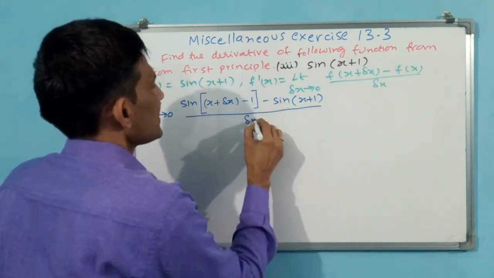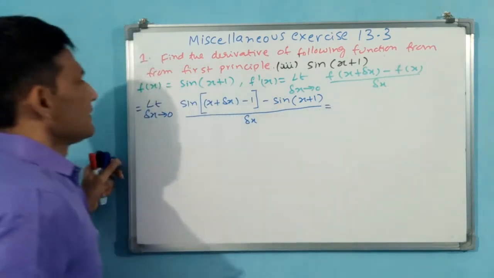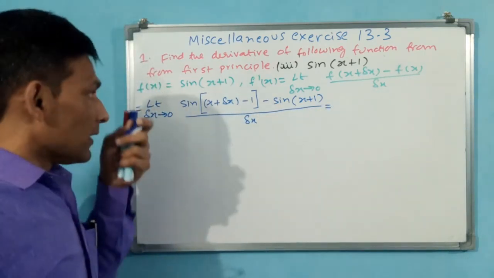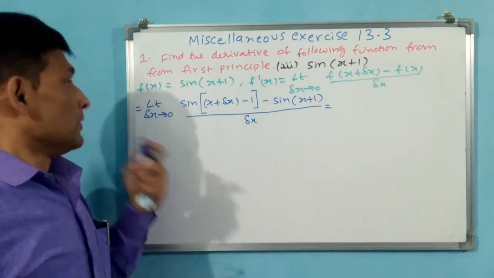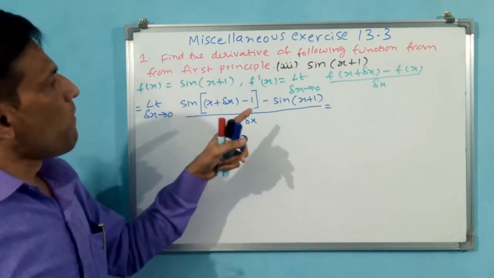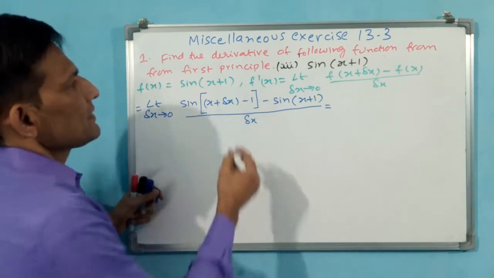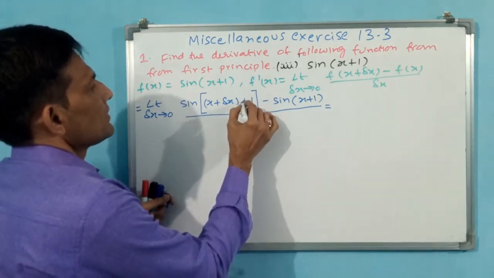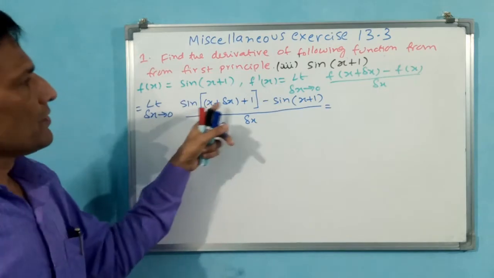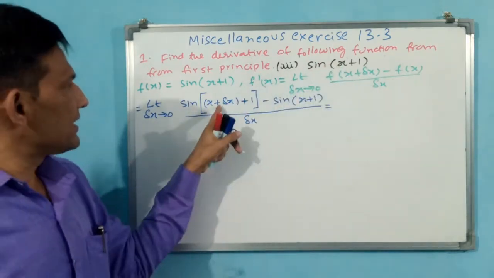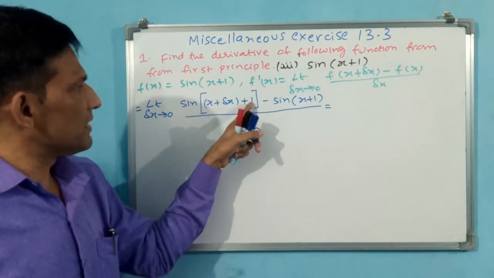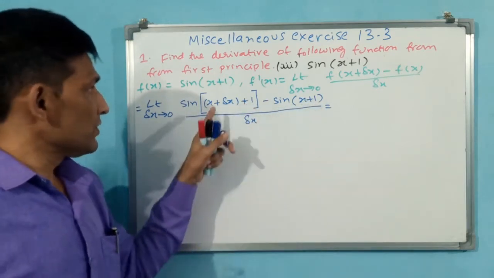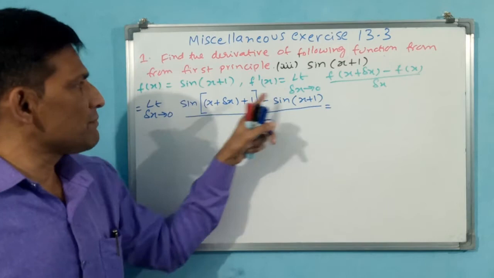All divided by delta x. Now see, why has this minus come? This minus shouldn't come. So where x is there, there x plus delta x will come, but plus 1 is only there. Sine of x plus delta x plus 1 minus sine of x plus 1. Now you can say that it is sin c minus sin d.